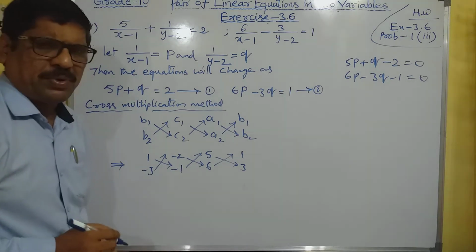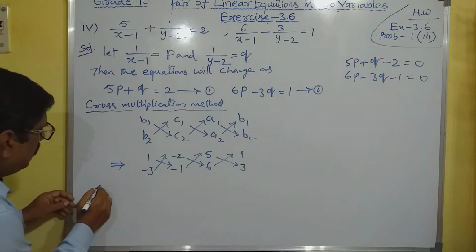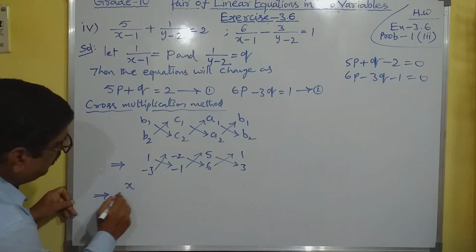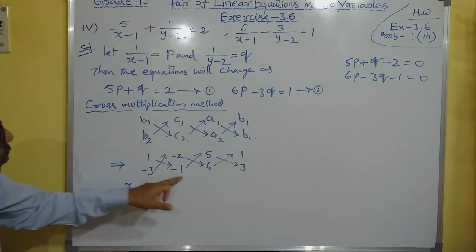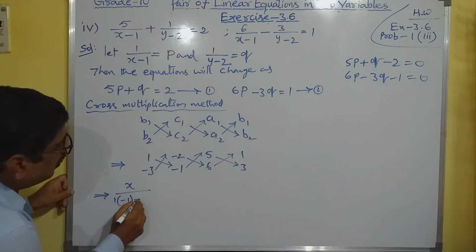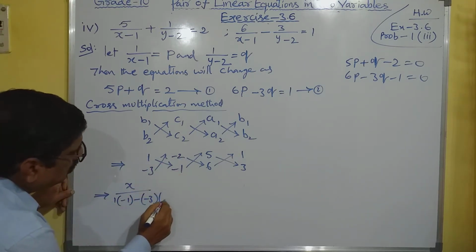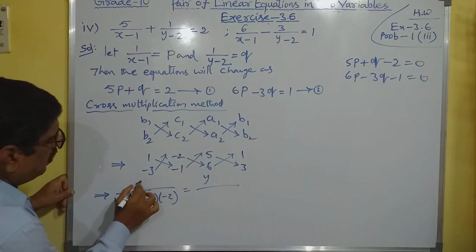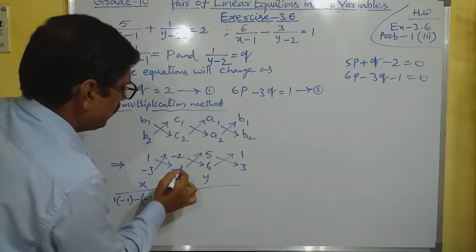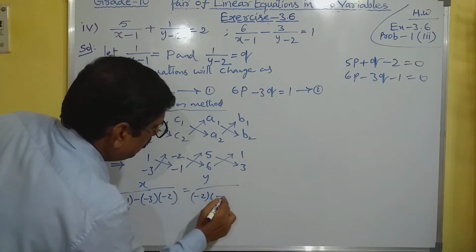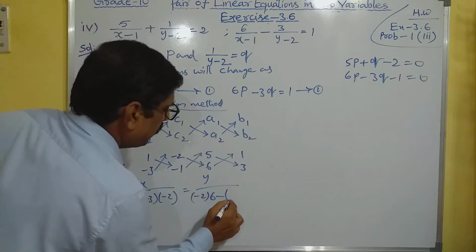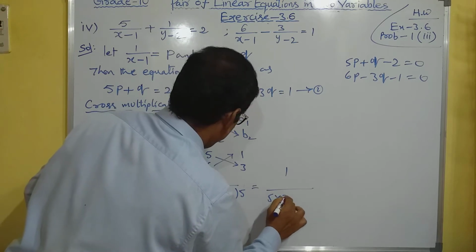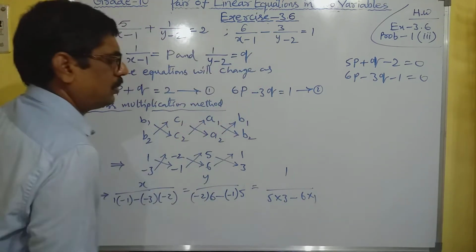Now, what is the procedure? We need to do, this implies x by b1 c2 minus b2 c1, that is 1 into minus 1 minus 3 into minus 2, is equal to y by c1 a2 minus c2 a1, that is minus 2 into 6 minus 1 into 5, is equal to 1 by a1 b2 minus a2 b1, that is 5 into minus 3 minus 6 into 1.